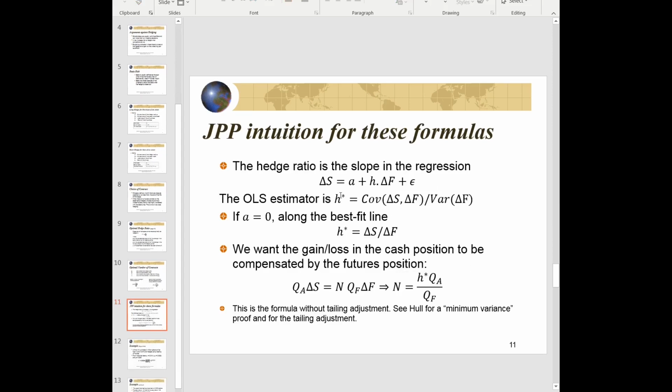This is my attempt at giving some intuition for where these formulas come from, but the formal, more rigorous proof is done in Hull. Look up the book for the formal proof. Okay.